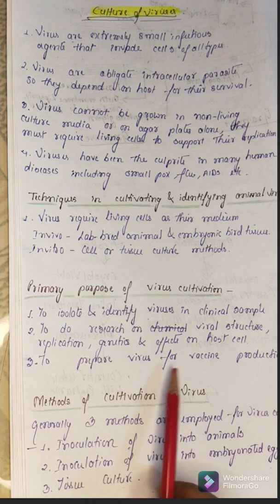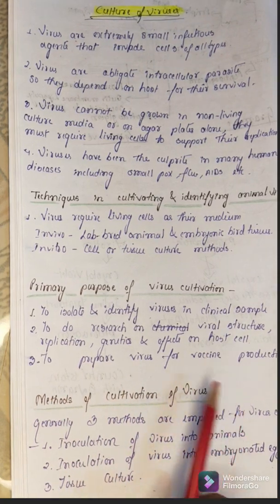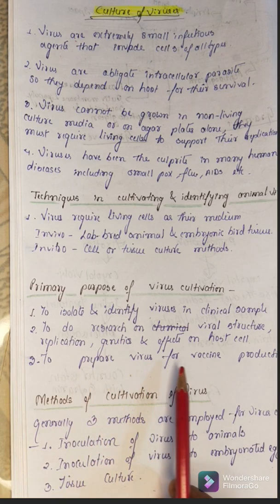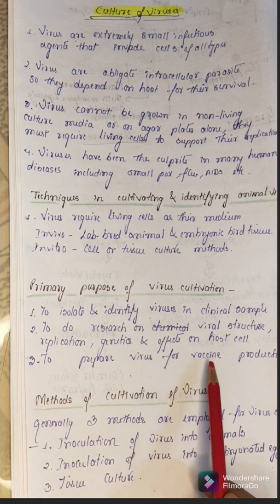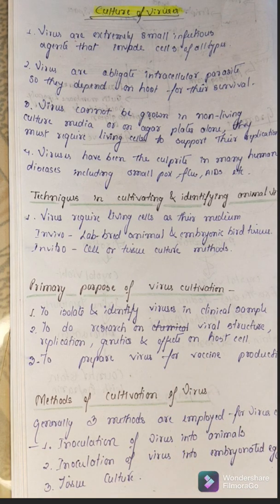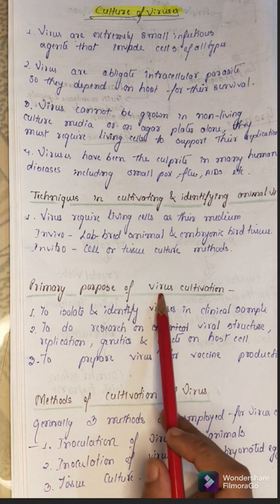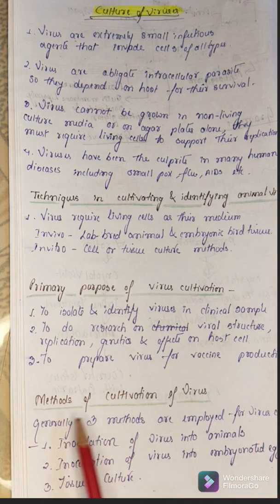Number 3, to prepare virus for vaccine production. So this is most important. We need to culture them so that we can prepare the vaccine. Nowadays we take the COVID vaccine to protect us from the deadly coronavirus. So it is one of the purposes of virus cultivation.